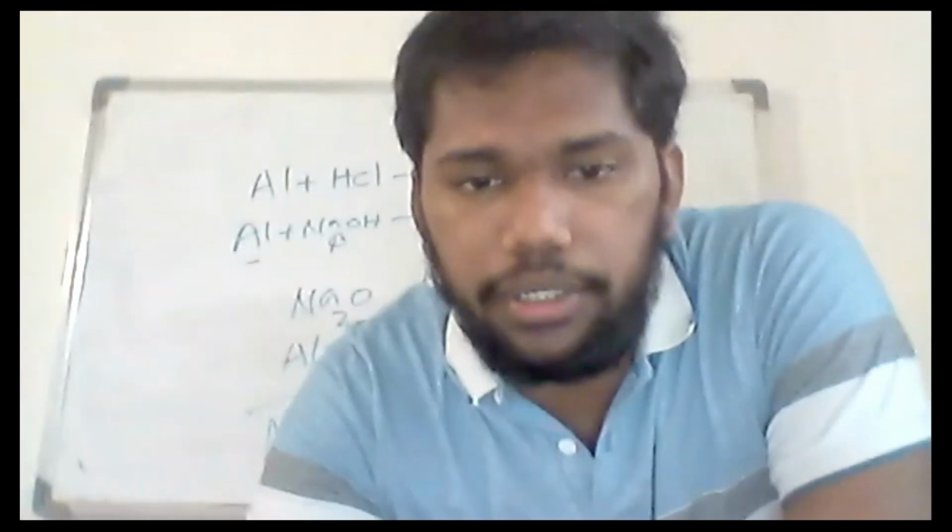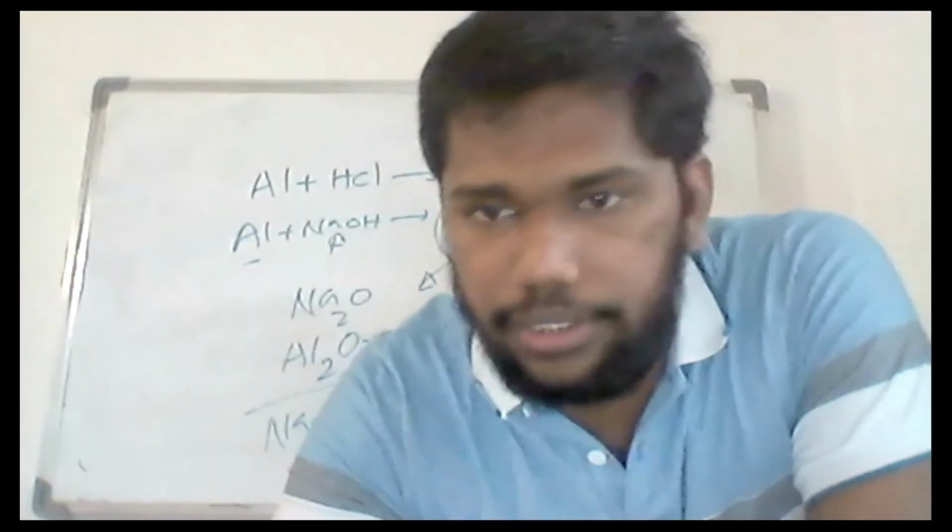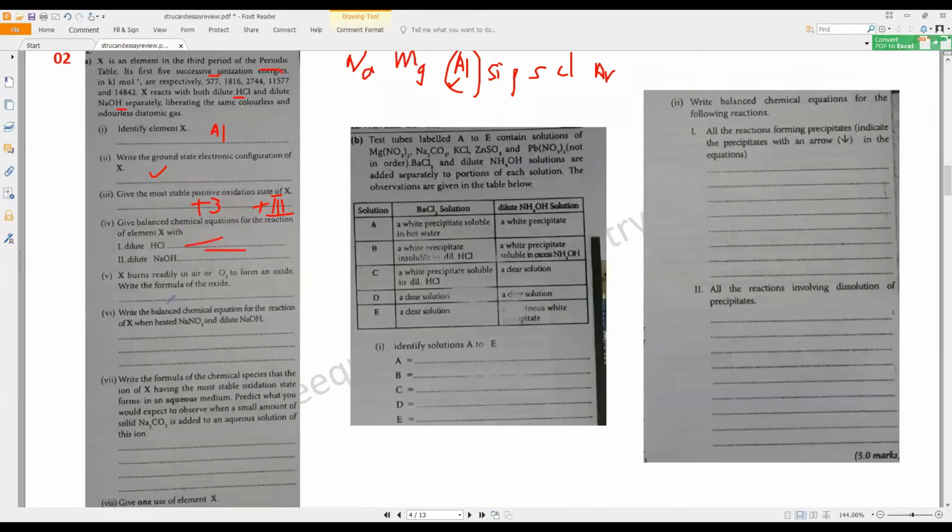And more importantly, they have asked these things in the question, so you can write down these two now. X burns readily in air or oxygen to form an oxide, so this should be aluminium oxide, Al2O3. Then write the balanced chemical equation for the reaction when X, which is aluminium, reacts with Na3 minus and NaOH.